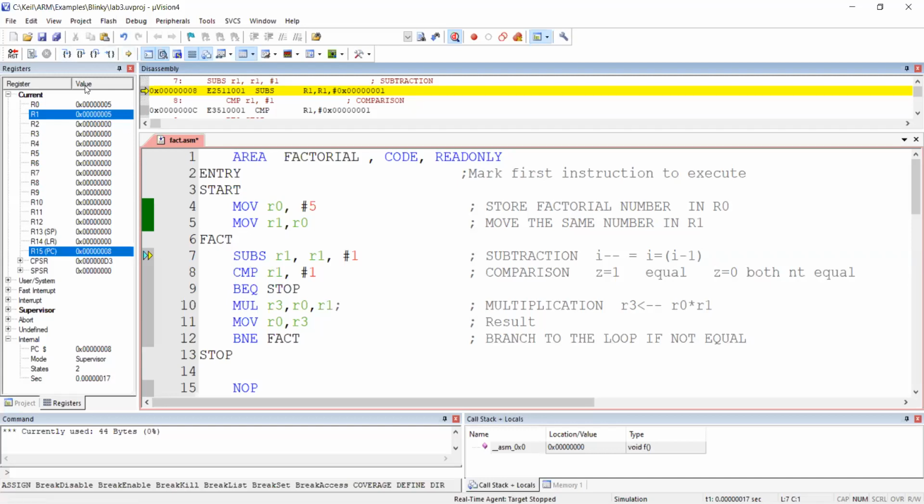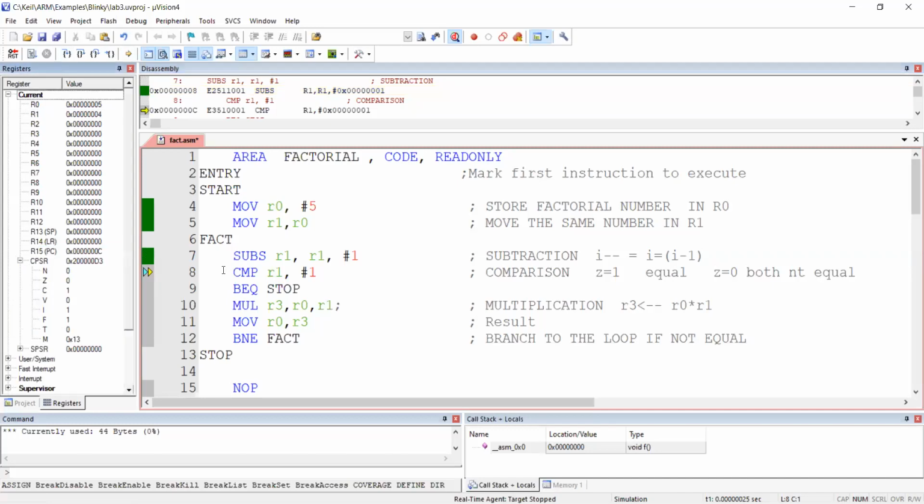Now you see, please concentrate. Let me enhance this. Keep observing the CPSR. Now what is R1? Right now, R1 value is 4. Compare 4 and 1. Are they equal? Not equal. Not equal means what should be Z? Z equal to 0.